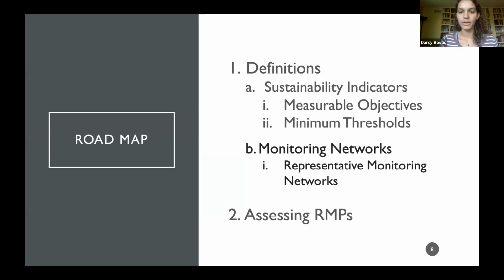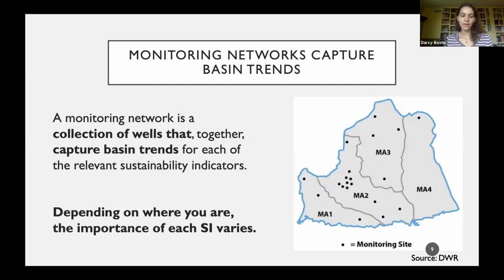So a monitoring network is most broadly a collection of wells that together capture basin trends for each of those 6 sustainability indicators that I listed above. So you can have different monitoring networks for different sustainability indicators, or they can be the same. It kind of depends on, you know, what sort of data you have in your GSP or GSA boundaries. And also depending on where you are, the importance of each sustainability indicator varies, right? So if you're a coastal basin, you're probably going to be managing for seawater intrusion, but that's not so much the case if you're in the Central Valley.